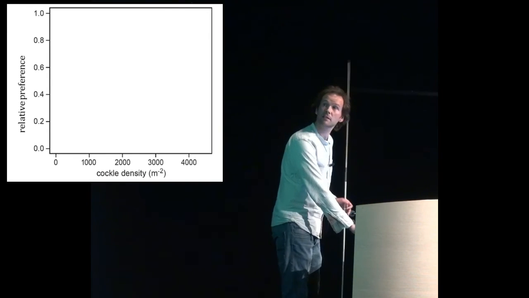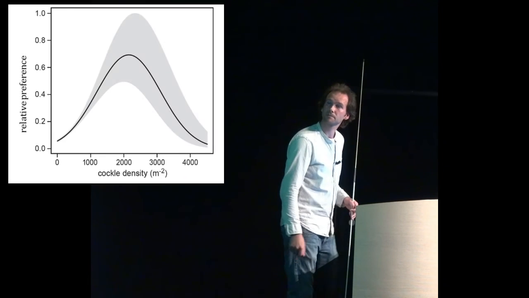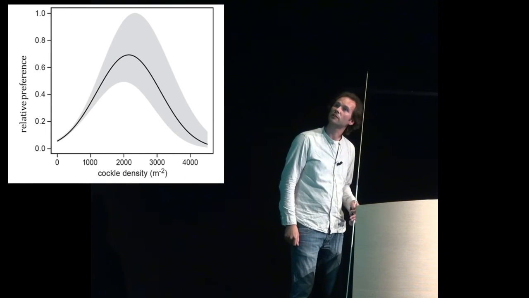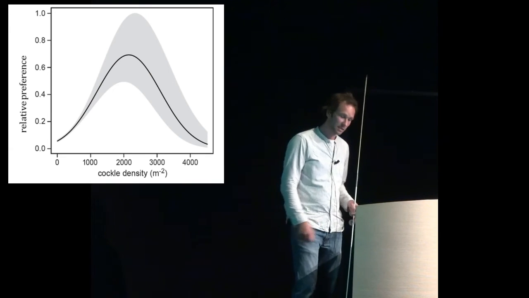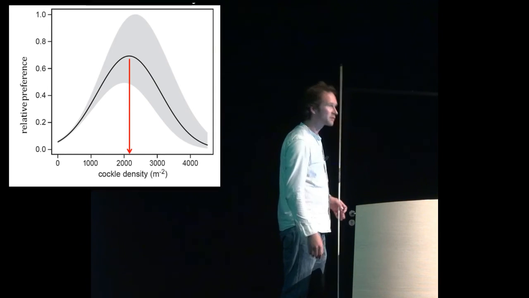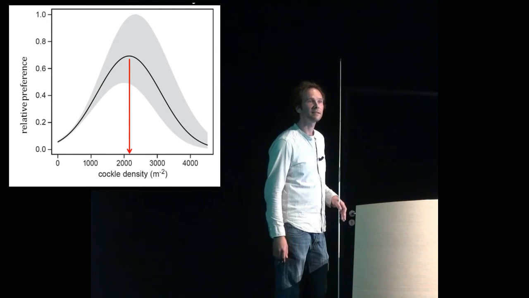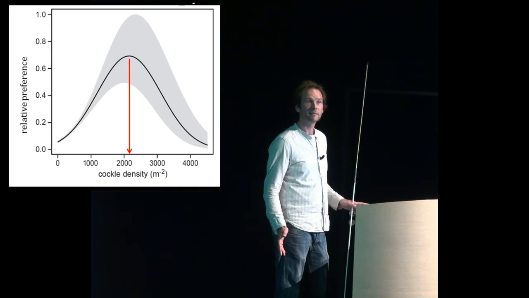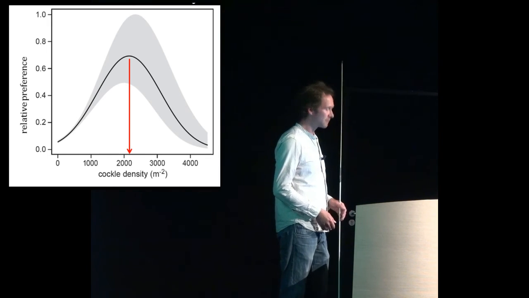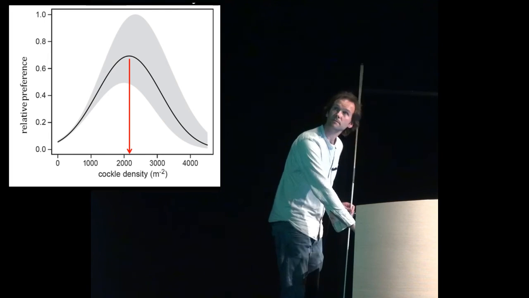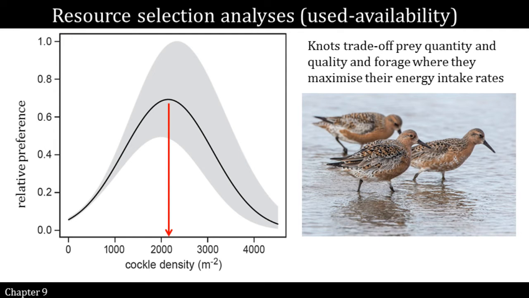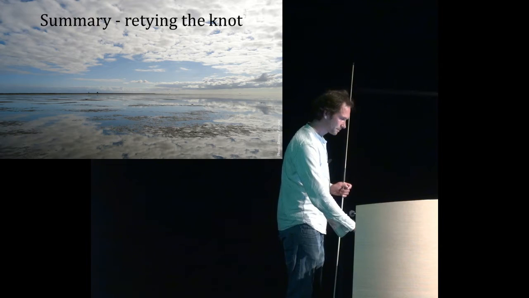So what did the birds prefer? Where did they go? Well, this is the preference curve that we fitted. And as you can see, the top of this preference curve is more or less where we predicted the red knots to be, where they maximize their energy intake rates. So what we conclude from this is that knots trade off prey quantity with prey quality, and they forage in those areas where they can maximize their energy intake rates.